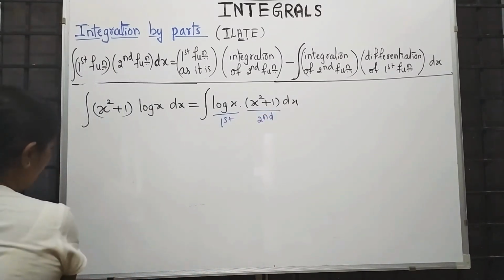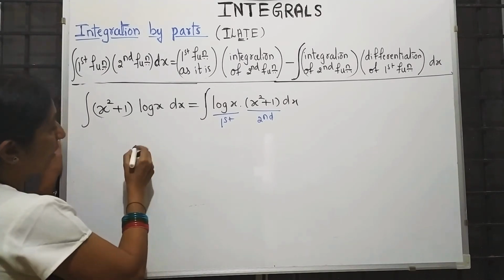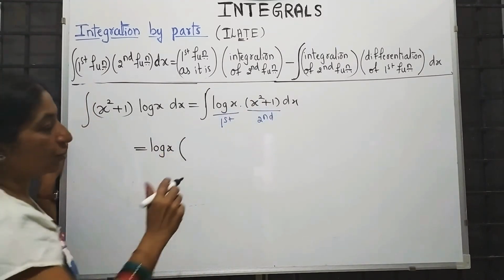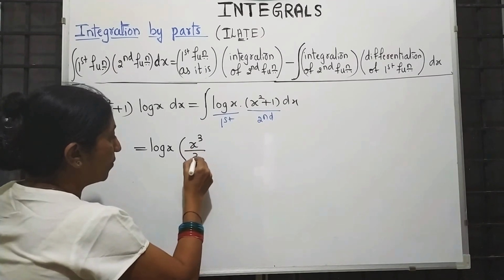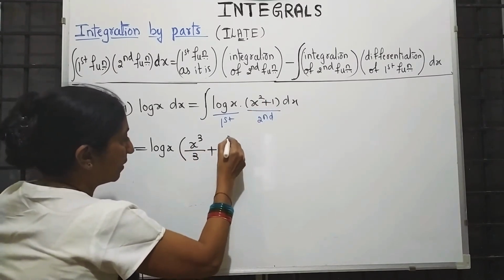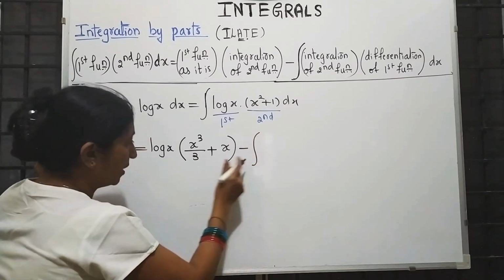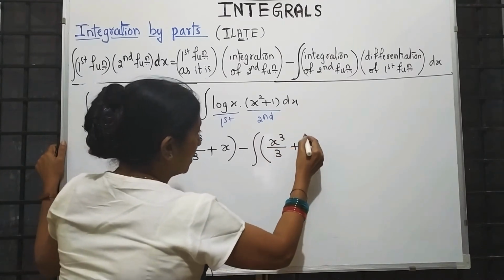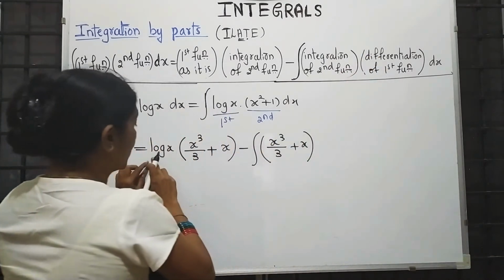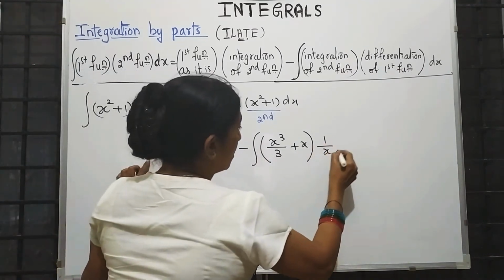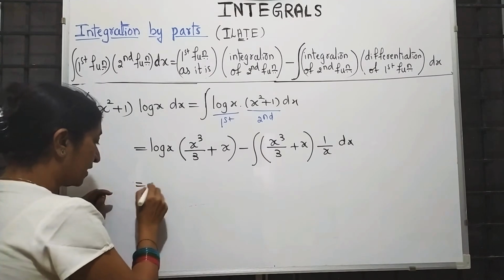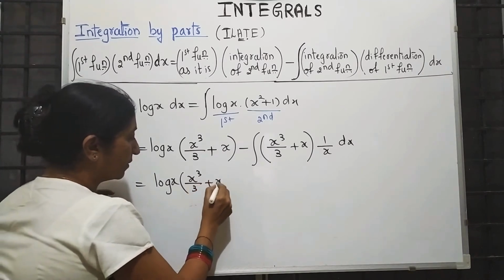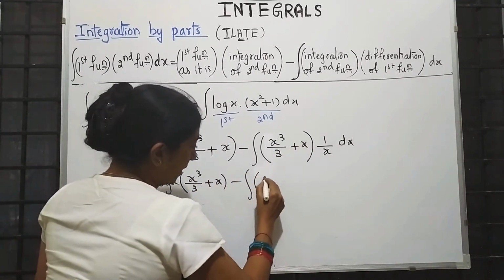Now apply the formula. The formula is just above. First function as it is, log x as it is, and in the bracket, because we have two terms, integration of x square is x cube upon 3 plus integration of 1 is x, minus integration sign, write down this bracket as it is, x cube upon 3 plus x into differentiation of the first function, that is, differentiation of log x is 1 by x. Before moving to the next step, is it possible to take any term common here? Yes, we can take x common in this bracket.